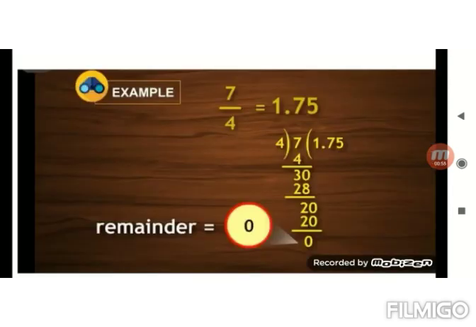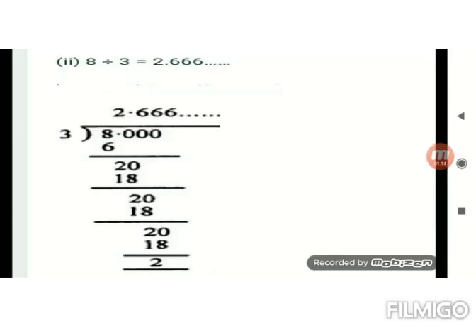Example, 7 upon 4. When we divide 7 by 4, we get the answer 1.75. And this 1.75 is the decimal representation of the rational number 7 upon 4. Similarly, the second example, 8 upon 3. When we divide 8 by 3, we get the answer 2.6666. And this 2.6666 is a decimal representation of a rational number.